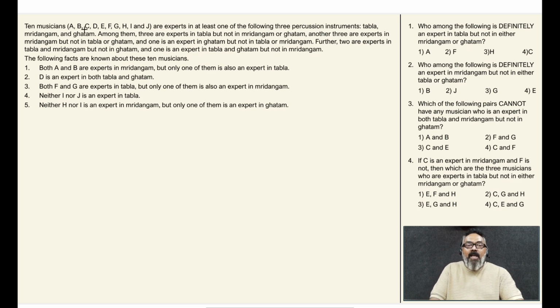It says 10 musicians A, B, C, D, E, F, G, H, I and J are experts in at least one of the following 3 percussion instruments: tabla, mridangam and ghatam. So the musician has been assigned to T, M and G. So you can see assignment here, and it talks about at least one, so there could be multiple assignments. And then the set says among them 3 are experts in tabla but not in mridangam or ghatam. Another 3 are experts in mridangam but not in tabla or ghatam. And 1 is expert in ghatam but not in tabla and mridangam. Four are experts in tabla and mridangam but not in ghatam. 1 is expert in tabla and ghatam but not in mridangam.